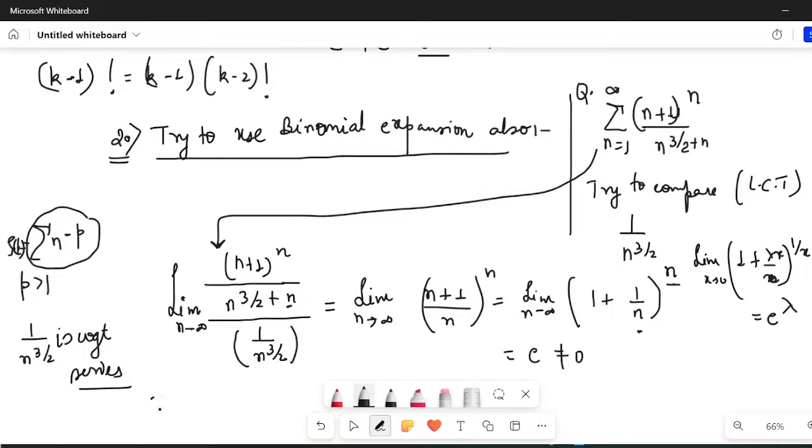And now since we know summation 1 upon n raised to power 3 by 2 is convergent, it implies what? It implies this is a convergent series. This is a convergent series. I hope everybody has got the point.